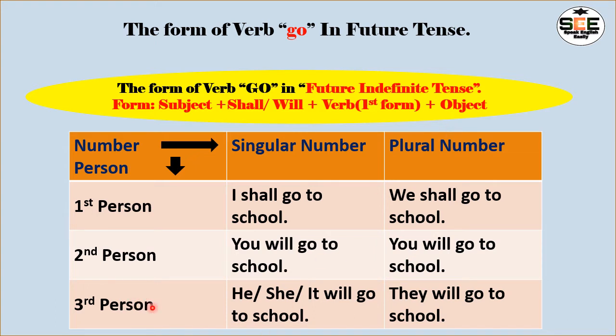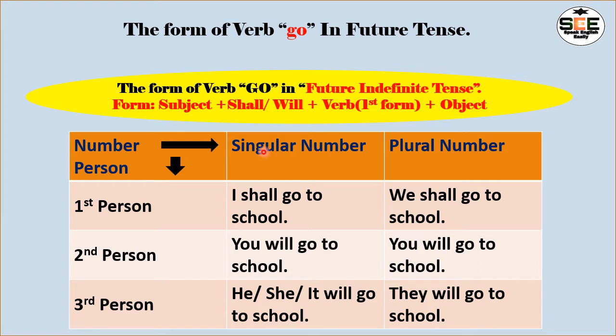And here third person: he, she will go to school. Here he, she, it is the third person singular number and is the subject, will is the indicator of future tense, go is the first form of the main verb go, and school is the object. The plural number of third person is they: they will go to school. Here they is the subject, will is the indicator of future tense, go is the main verb of first form, and school is the object.